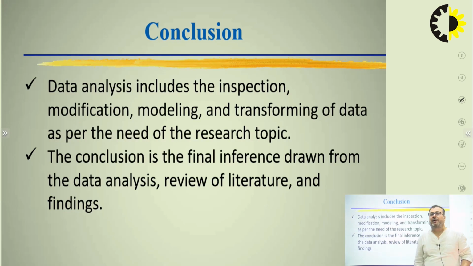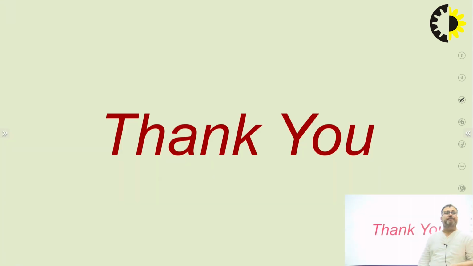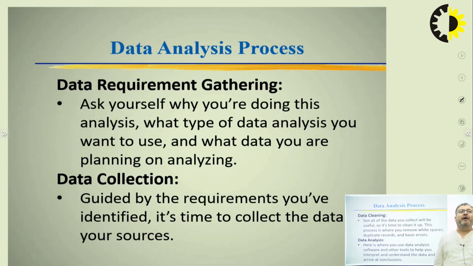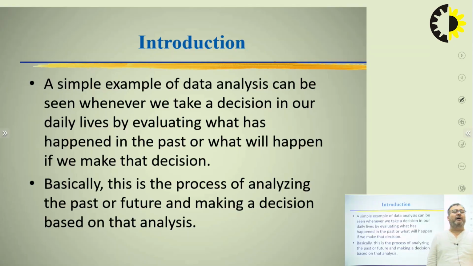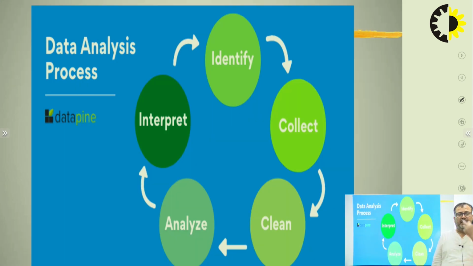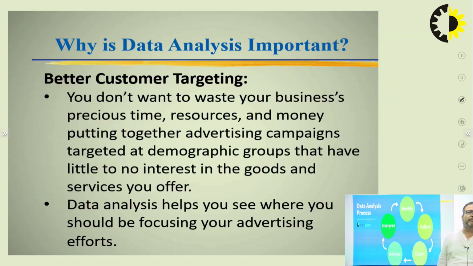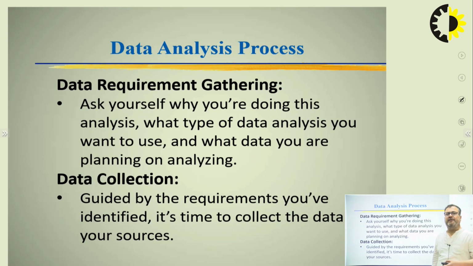So the conclusion of this process and types: these include the inspection of data, modification, modeling and transforming of data as per the need of the research topic. This is the final inference done from the data analysis, review of literature and findings. So, this is all about the process and types of data analysis. We have seen again that identify, collect, clean, analyze and interpret are the basic steps of the process, and after that we have seen the types of data analysis.